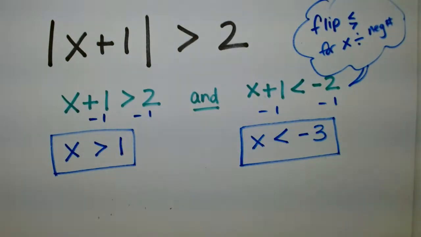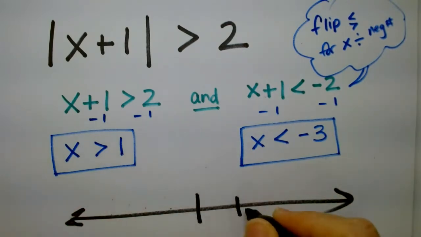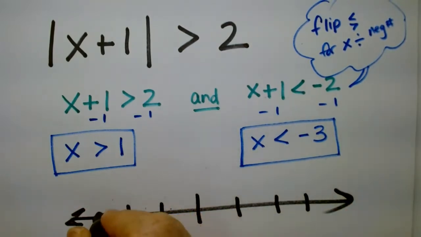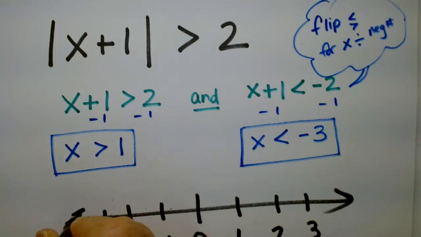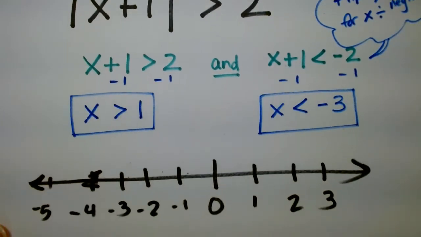So on a number line, what does this look like? We have our 0, 1, 2, 3, and here's our 0, 1, 2, 3, minus 1, minus 2, minus 3. I'll keep going, this will be minus 4, minus 5. So what does this mean?